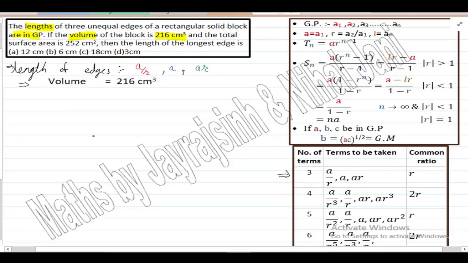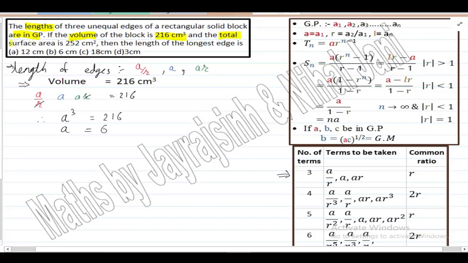Okay. Now we can easily find out the volume by taking the product of the terms, which are a by r into a into ar is 216, right? Here r will cancel out and we will get a cube is equal to 216, which suggests that our a must be equal to 6. Ta-da! Now let's go for the second condition which is given in the question.